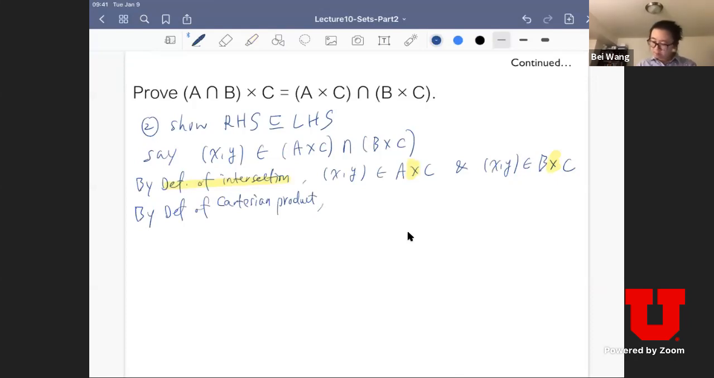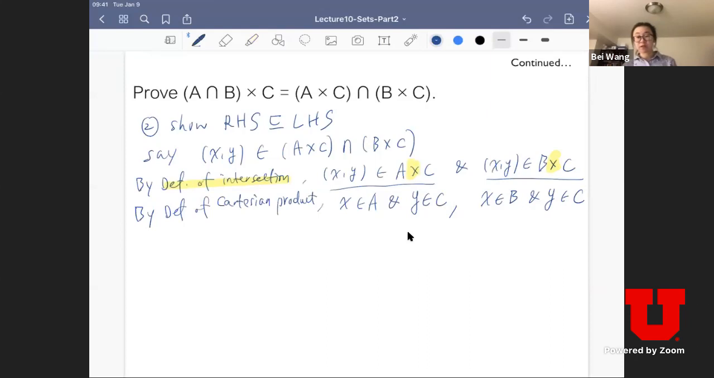Then I have x is part of A and y is an element of C. That is from the fact that x, y, the pair belongs to A cross C. And similarly, we have x is in B and y is in C. Again, it's based on the definition of Cartesian product of B cross C.